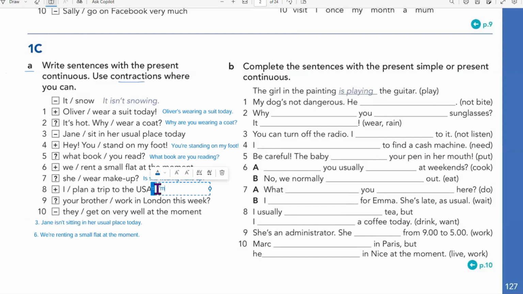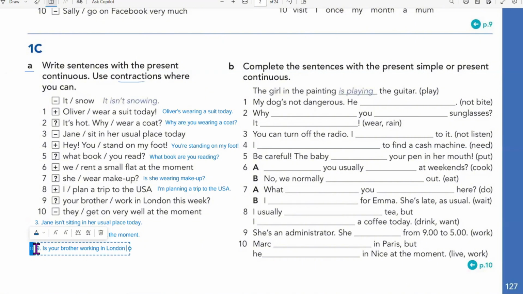So I'm, contraction, we're using contraction here. I'm planning a trip to the USA. Number 9, your brother work in London this week. Look, this week I'm asking about a temporary situation. So your brother, is he. So we're going to use is for that. Is your brother working? Right? Number 9. Is your brother working in London this week?